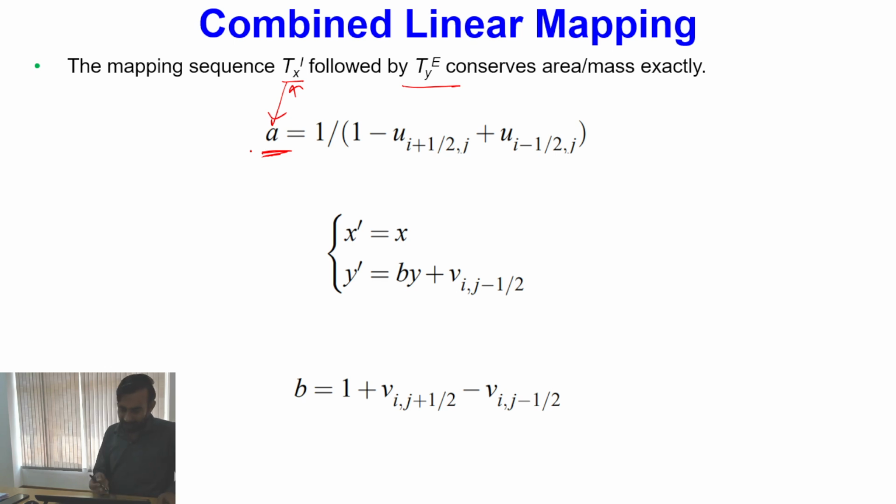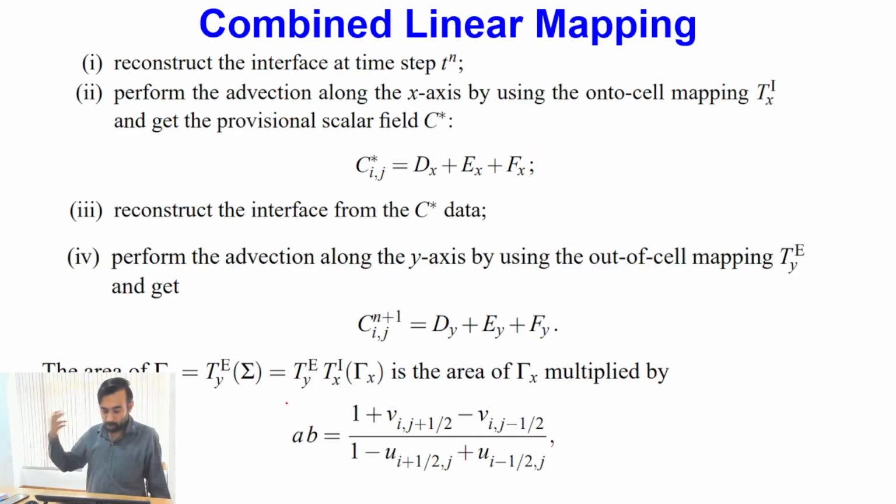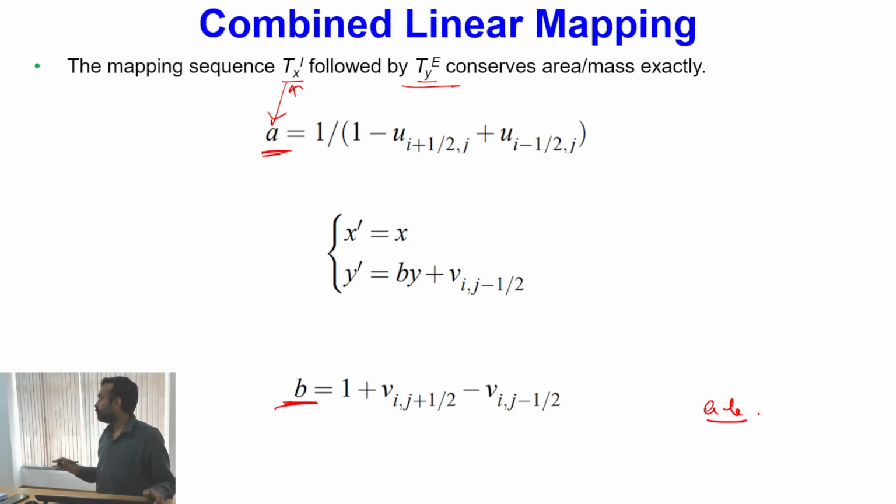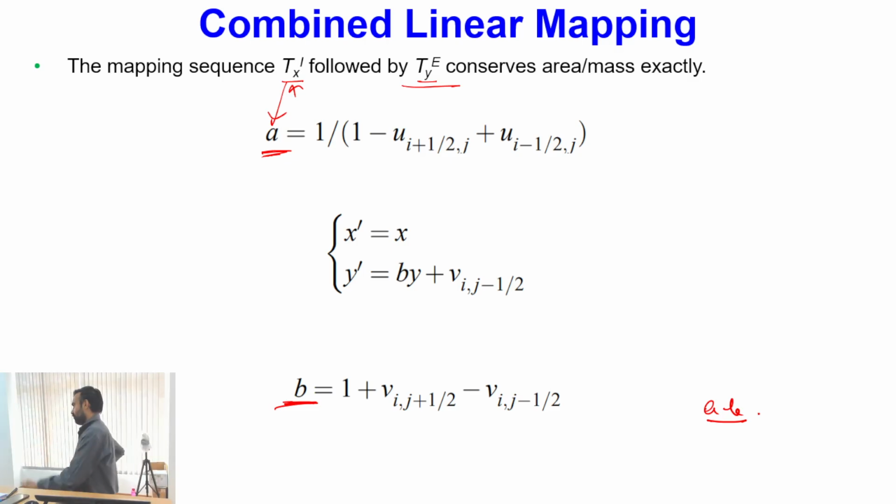And when I will be applying explicit mapping along y direction, by what factor my volume will be changing? Or for a 2D case, area will be changing. Area will be changing by factor B. Okay. So in total, if I have to find what is the total change in area, total change in area will be A into B. All of you agree to this point? Because implicit changes the area by this factor, explicit changes the area by this factor. So ultimately total area change will be multiplication of A into B.